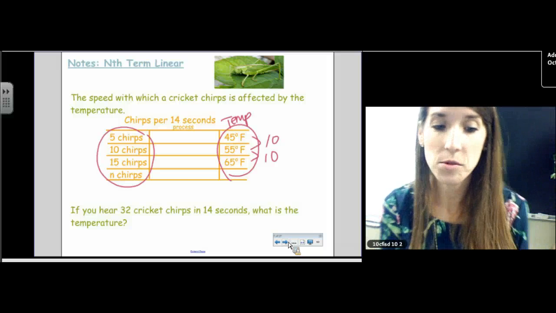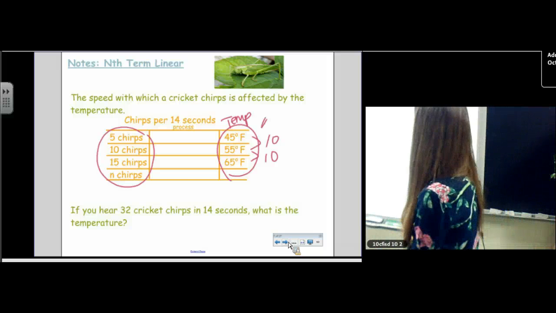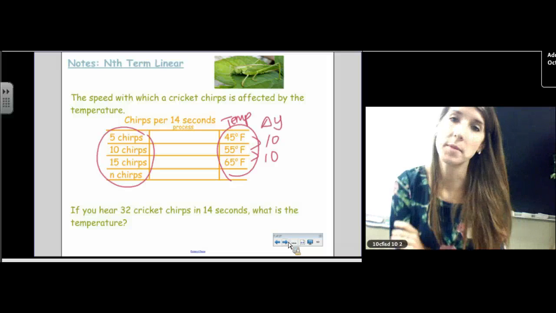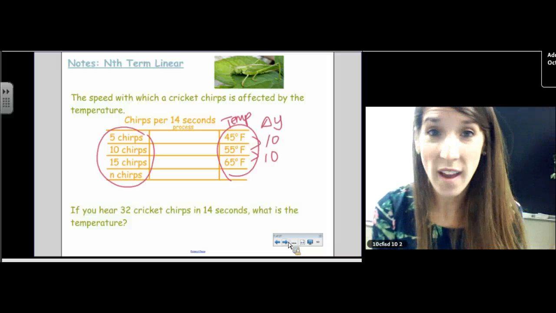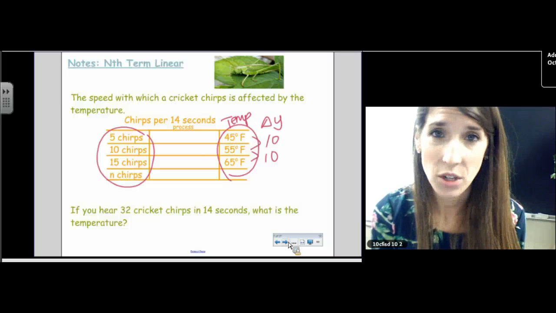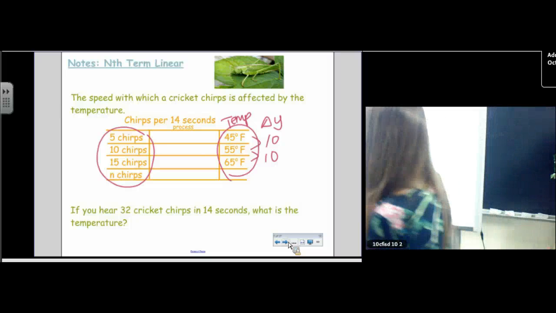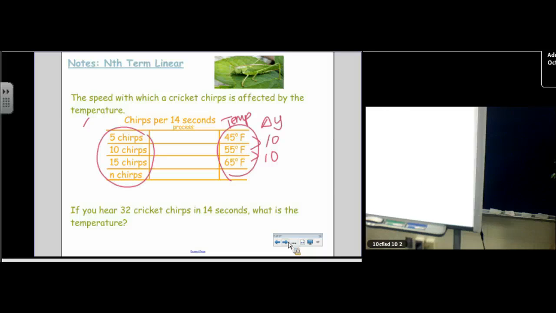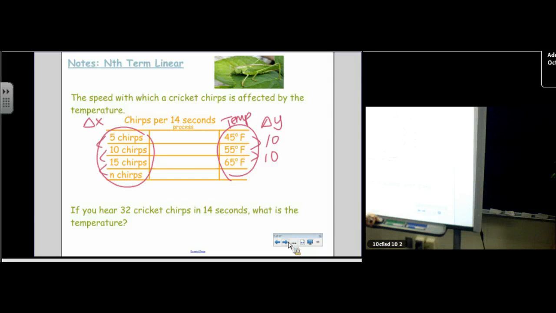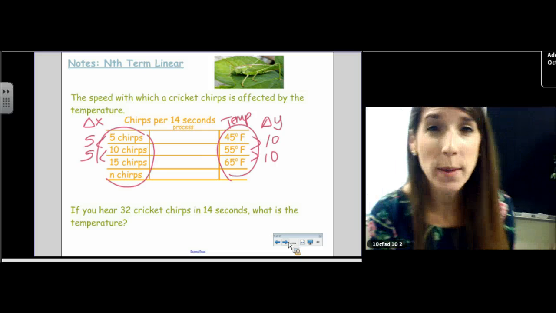Now, something is different than our other ones. Something is different. Ooh, Quan knows. In all of our other problems, our delta x was just 1. So we didn't have any issues. But in this problem, delta x is not 1. So that's really important. We have to not only do delta y, but we have to also do delta x. In this example, delta x is 5. And so our slope is not 10. Our slope is not 5.